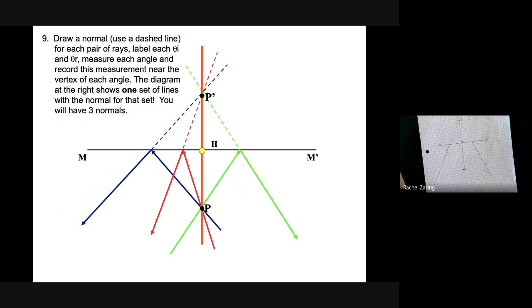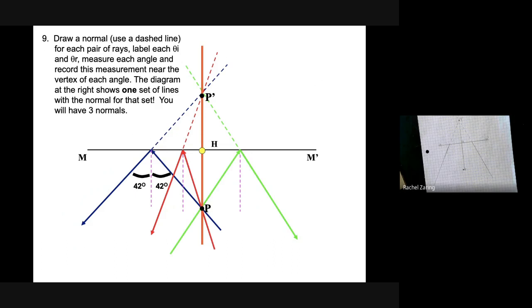Now you're going to draw normal. Remember, this is the new vocabulary term, a dashed line for each pair of rays. So this is your dashed line normal for the first pair, the second pair, the third pair. This normal helps us indicate where is the angle of incidence and the angle of reflection. The angles go from the ray to the normal. So this would be the angle of incidence and this would be the angle of reflection.